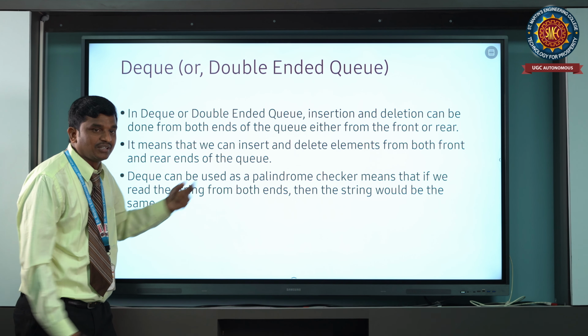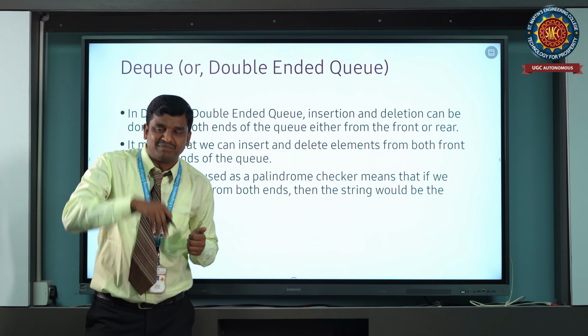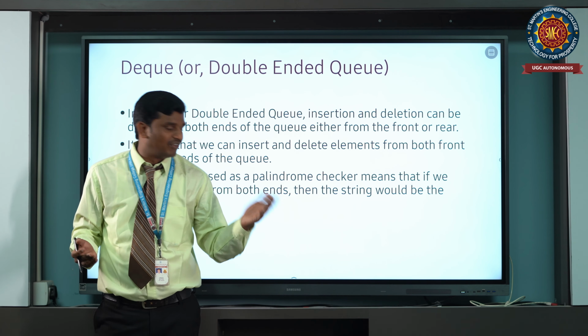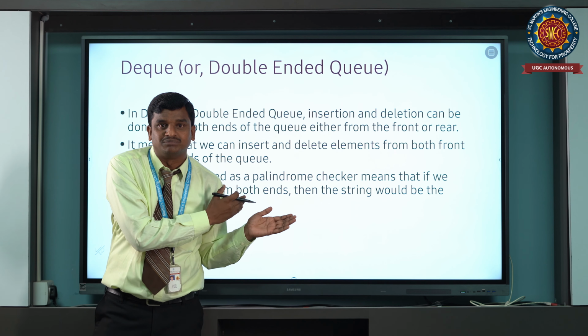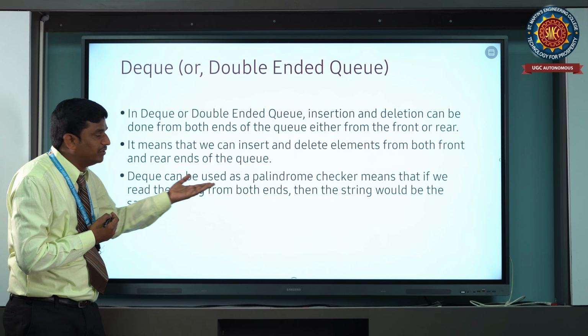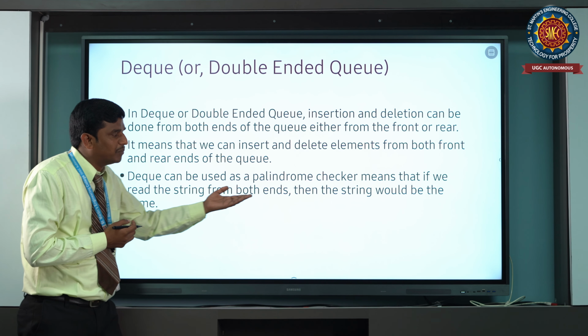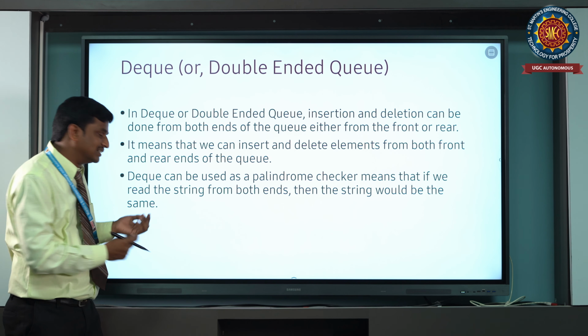DQ can be used as a palindrome checker. A palindrome is, for example, if I write MADAM, M-A-D-A-M. When I read it from the reverse order, it is also MADAM, and from the front part also MADAM, and from the rear part also MADAM. So DQ can be used as a palindrome checker. It means that if we read the string from both the ends, the string would be the same.